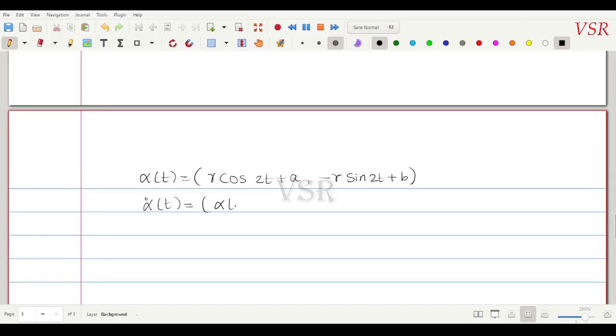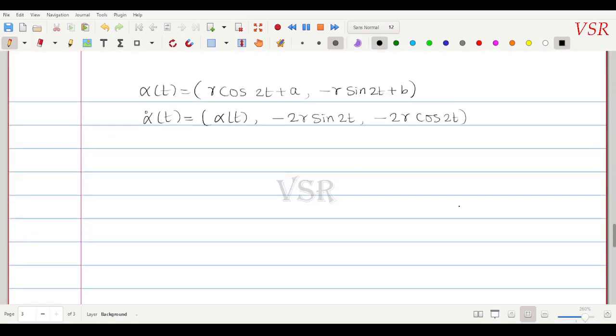It is alpha of t, I differentiate this. When differentiating cos 2t, minus sin 2t into 2. So I may have this as minus 2r sin 2t. When differentiating this, sin 2t becomes cos 2t. Here there is already a minus, so minus 2r cos 2t. Okay, the a and b become 0. So this is my first alpha dot.